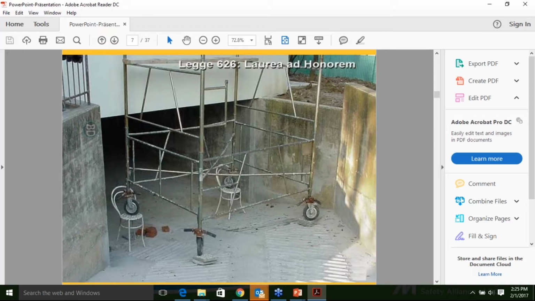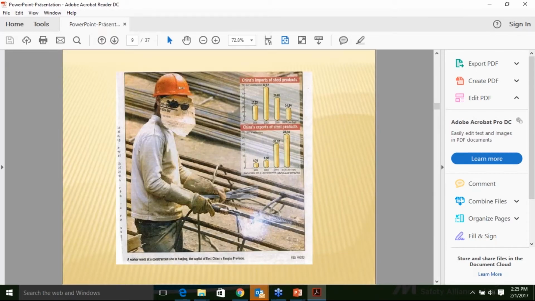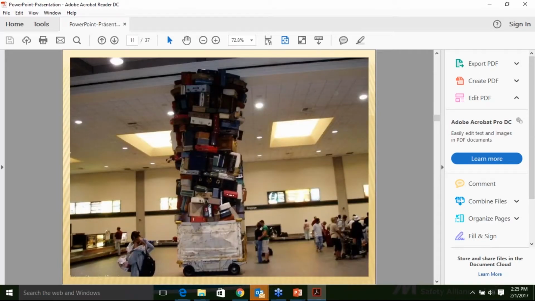Again, people can be very creative about getting the job done. In this situation here, it's going to lead to a possible workplace fall. Again, in this case here, we have a worker that's identified he needs a face shield, and he's improvised. Again, in our situation, a lot of times face shields are available, but they're failed to being used.